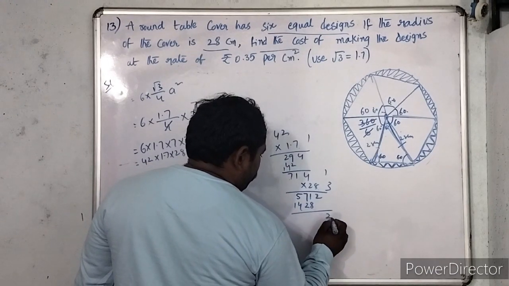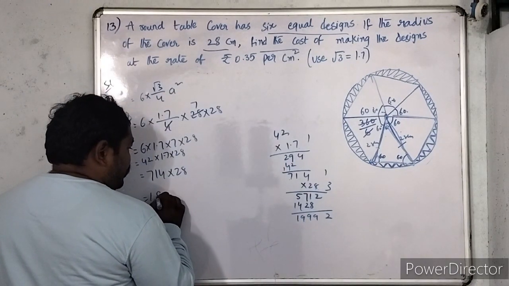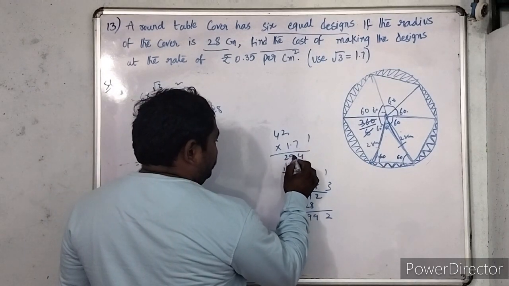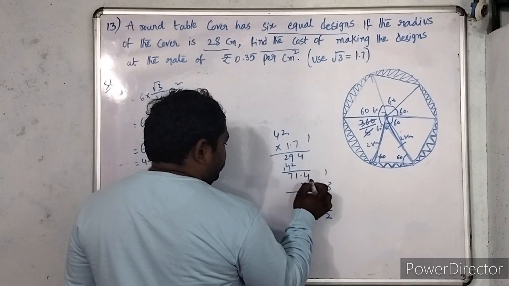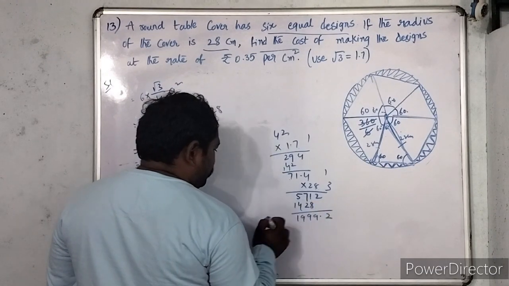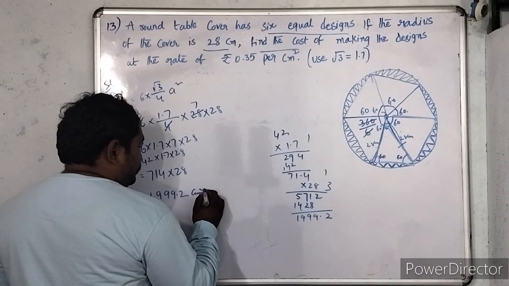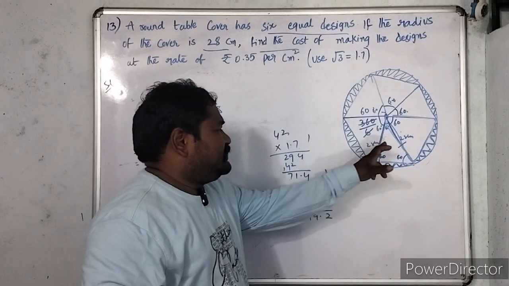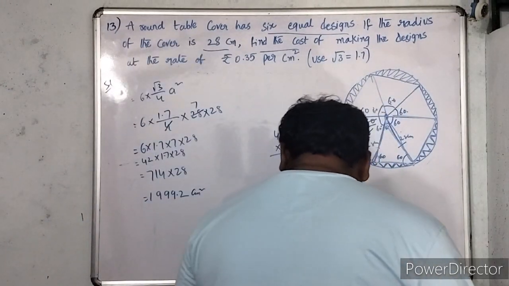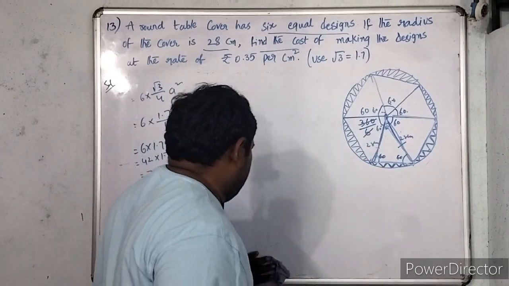Now we have 1 9 9 9 2. We forgot the point here. After 1 place we have the point. Therefore 1,999.2 centimeter square is the area of these 6 triangles.